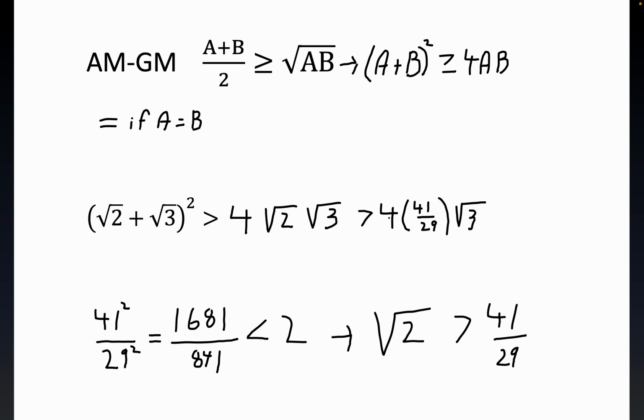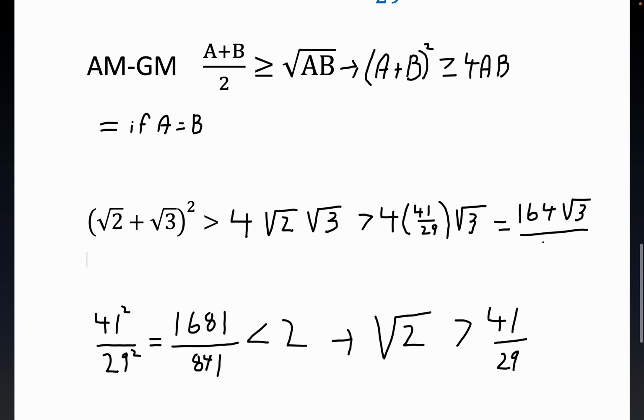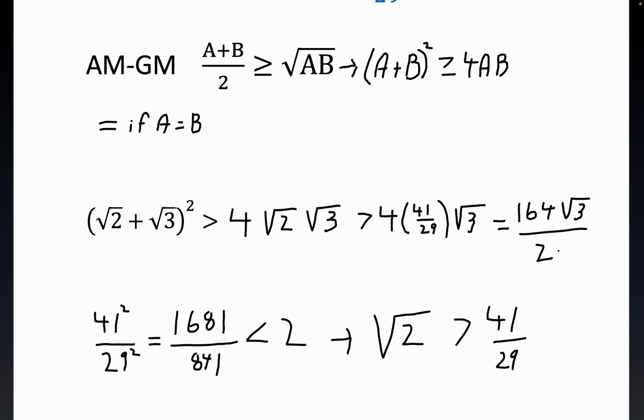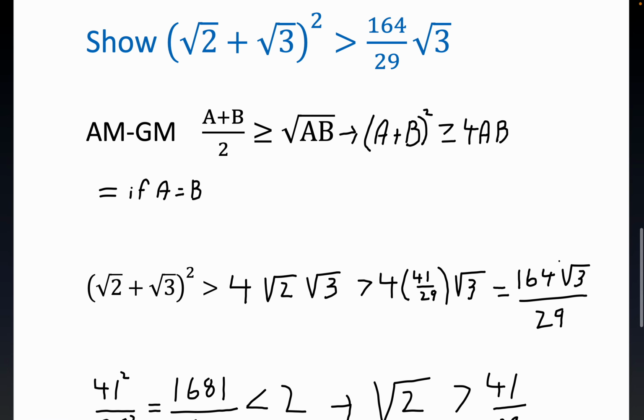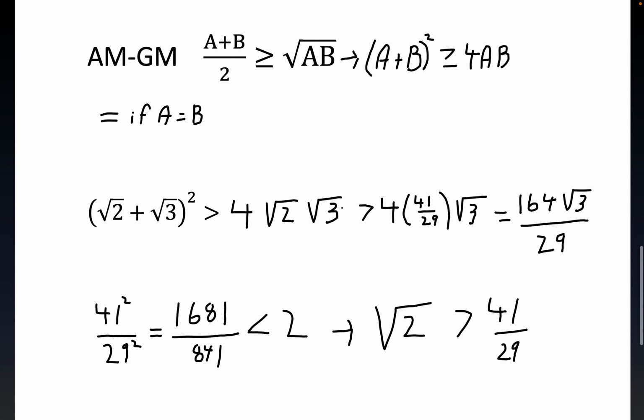Okay, folks. But notice when you do 4 times 41, you get 164, and that is equal to 164 root 3 over 29. All right, folks, and notice that is what we were trying to prove. 164 root 3 over 29 right up here. Okay, and again, I'm happy with everything other than this part right down here.